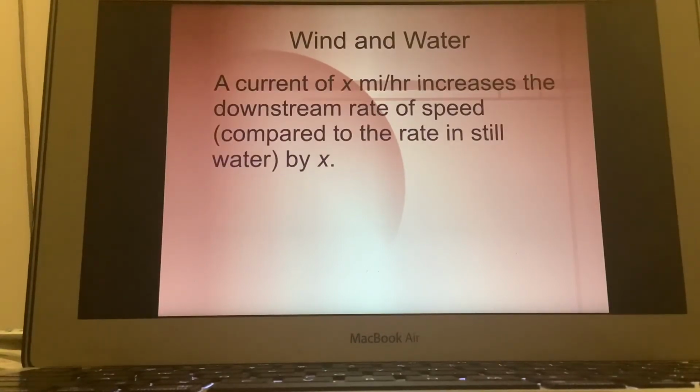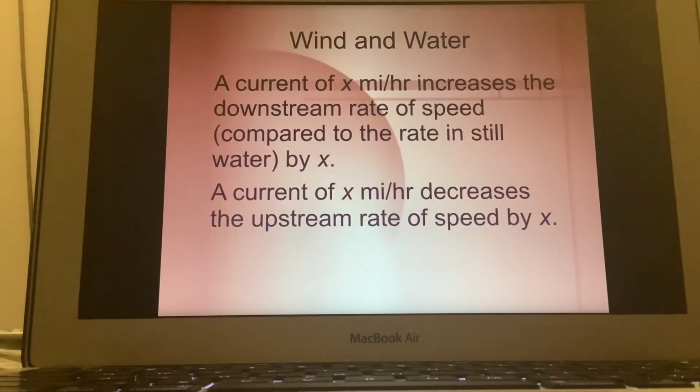A current of X miles per hour increases the downstream rate of speed compared to the rate in still water. So for example, we have water going down a stream at X miles per hour. Well, because it's going downhill and there's a current, that's going to make it faster, isn't it? And if you compare that to water that's just sitting still, maybe in a pond, it's not going anywhere, then that's just represented by X.